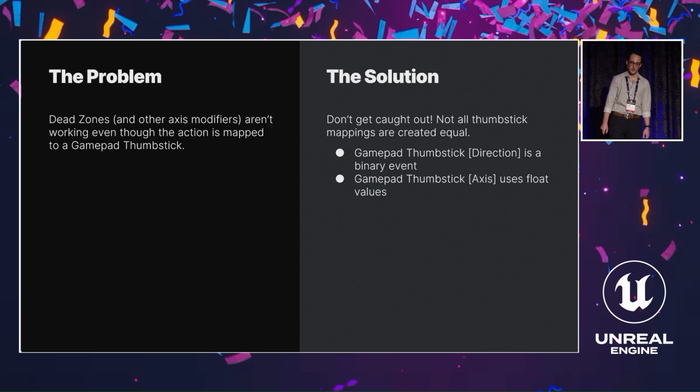All right, so another thing that can crop up is dead zones apparently doing nothing, even when mapped to a gamepad thumbstick. So this is one of these situations where you glance and you miss it. Not all thumbstick mappings are created equal. Directional mappings, for instance, your gamepad left thumbstick down, they're binary events in contrast to the axis events. So naturally, dead zones won't do anything if your values are only coming through as 0 or 1. But if you are set on using dead zones with what is essentially a directional thumbstick binding, then I'd recommend just using the axis instead, and you can discard values you don't care about in the other direction with an input modifier of your own.